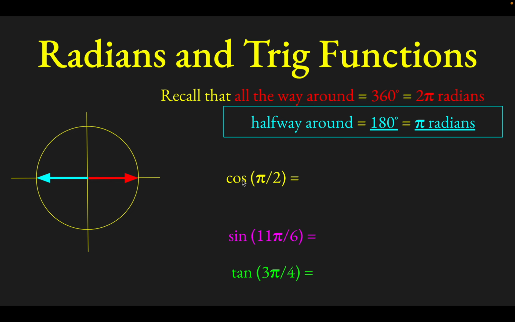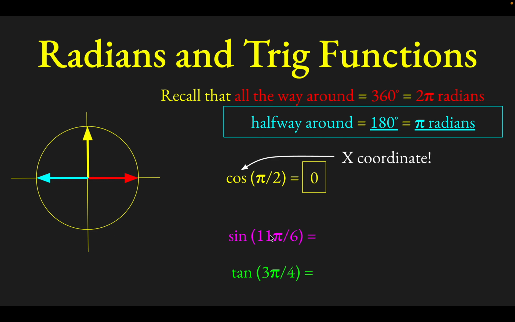So for example, let's look at if we were supposed to evaluate the cosine of pi over 2 radians. Well, pi over 2 is half of halfway, or a quarter of the way around, so it's right there. And the cosine function, if you remember, you peel off the x-coordinate on the unit circle. The x-coordinate of this point here on the unit circle would be 0, because it's at over 0, up 1. So cosine of pi over 2 is 0.